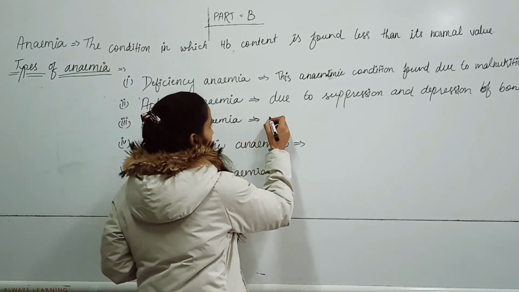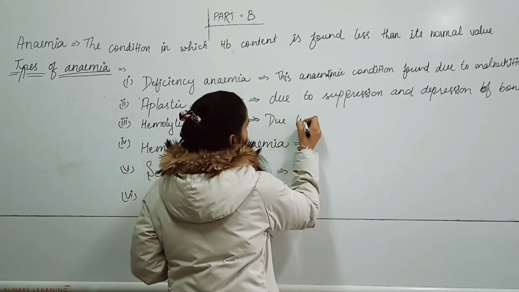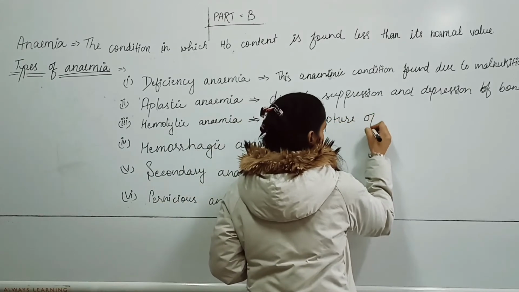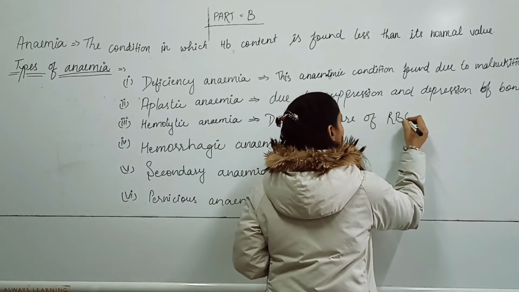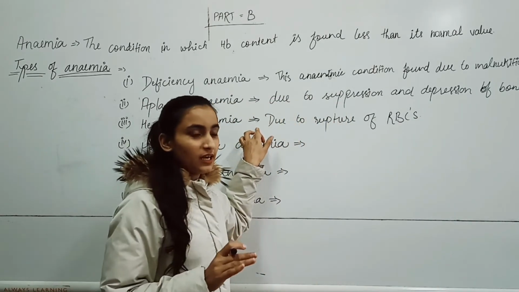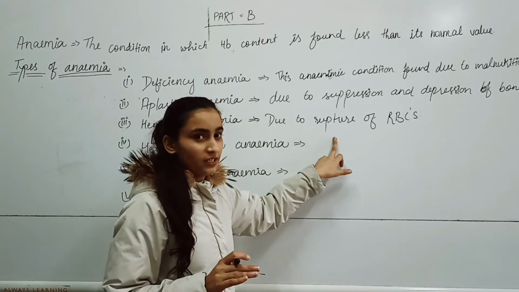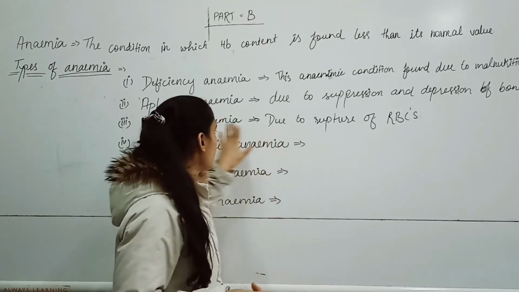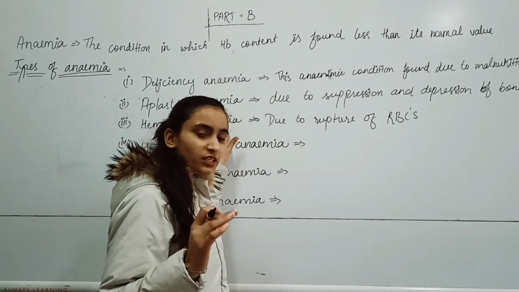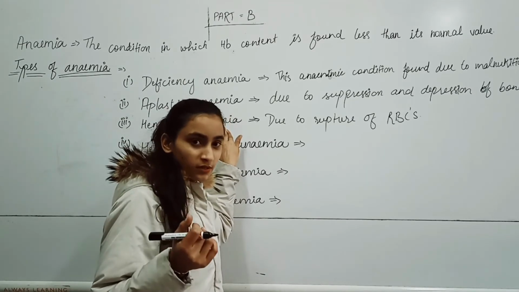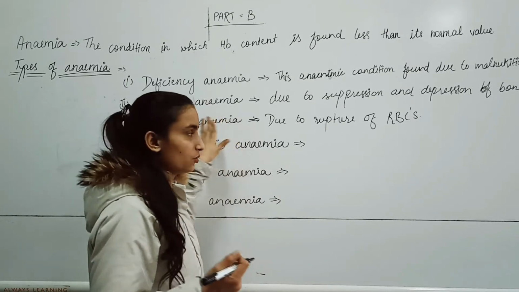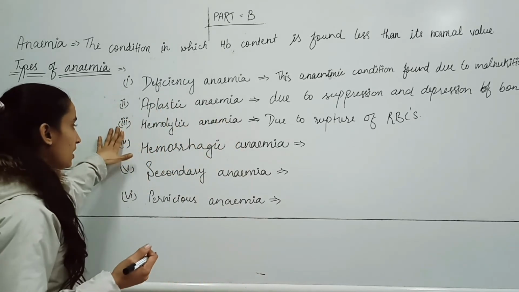Third one is the hemolytic anemia. Hemolytic anemia is the condition due to rupture of the RBCs. When RBCs in the blood are found ruptured, it can cause hemolytic anemia, because when RBCs get ruptured, the hemoglobin content of the RBCs gets out from the RBCs and causes hemolytic anemia.